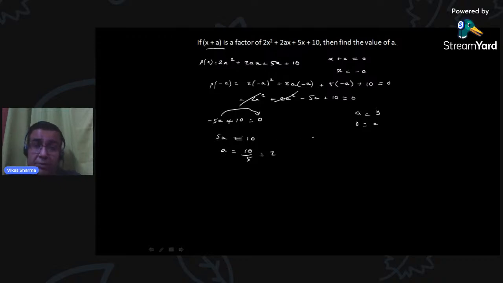But we can also do it like this, that we take 10 to the other side. So in that case it will become minus 5a is equal to minus 10, and then to find the value of a we'll have to divide by minus 5. So again, minus and minus get cancelled, and this becomes 2. So any which ways we do, we'll get the value of a as 2 only.